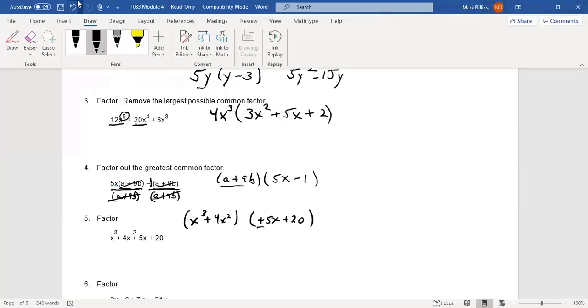So next step is I'm going to remove the greatest common factor of each of these groups individually. So I'm going to compare x cubed plus 4x squared. So the only thing that divides into the 1 in front of the x cubed and the 4 is 1. But you notice that both of these terms have an x. So I'll take out an x, and remember, you take out the one with the smallest exponent. So I'm taking out an x squared.